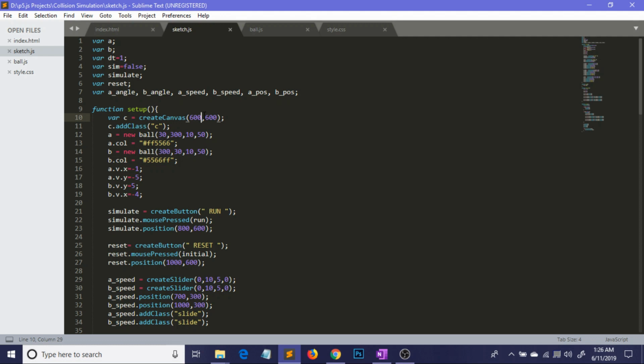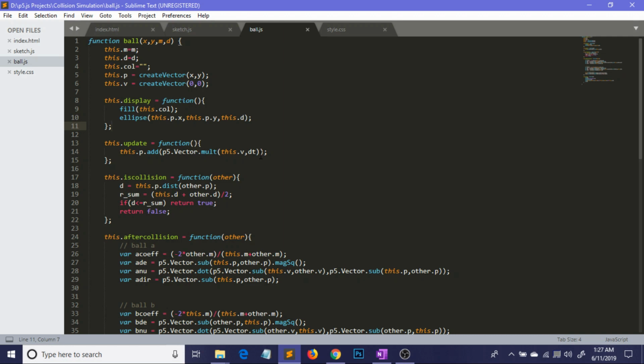So let's get started with the basic structure of the code and how the actual physics is implemented in the code. So here you can see that I have two main files. First one is sketch.js and the other one is ball.js. I don't know if you can see it very clearly on YouTube. This file corresponds to the ball class, and we are going to declare the objects of this ball class for the red ball and blue balls.